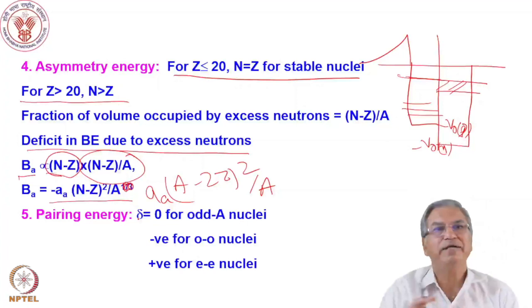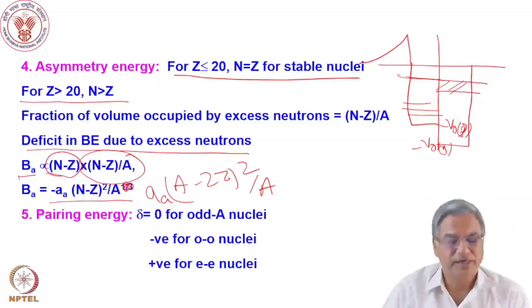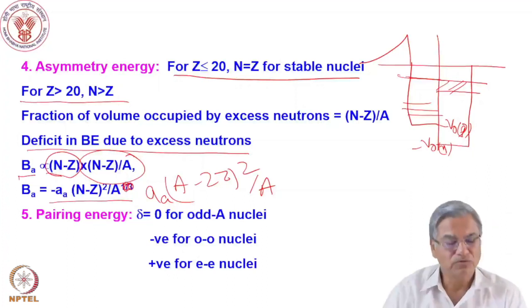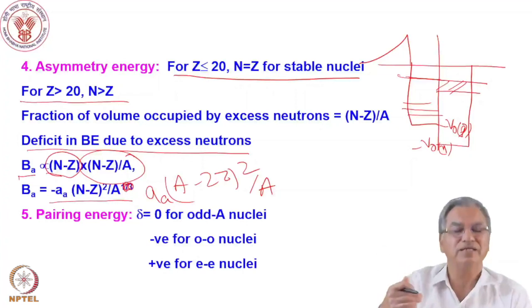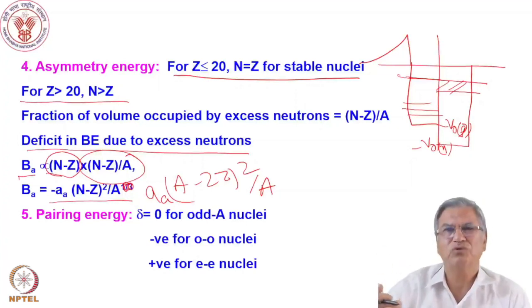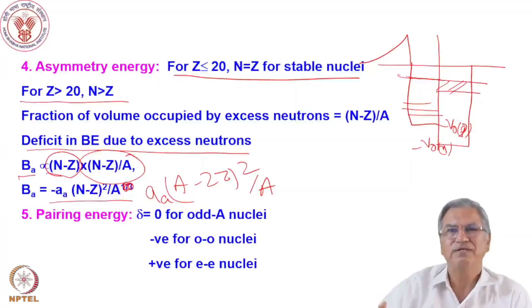So this is the binding energy term corresponding to asymmetry energy, and its origin lies in the excess neutrons that are in the nucleus to stabilize the nucleus. Their contribution has already been taken care of in the average volume energy term, but because they are in excess over protons, that fraction is not having the benefit of binding, of exchange with the other protons. So that is the origin of asymmetry.